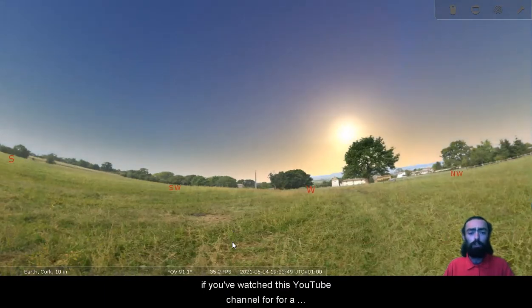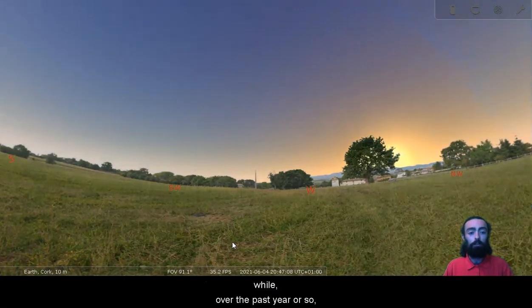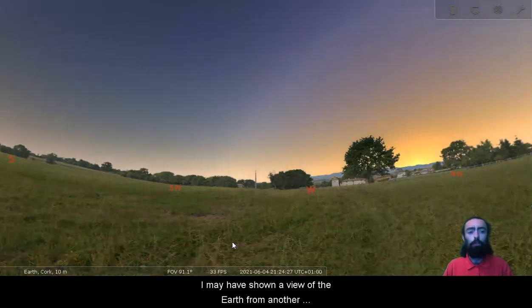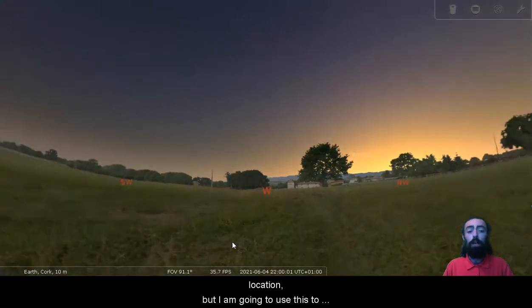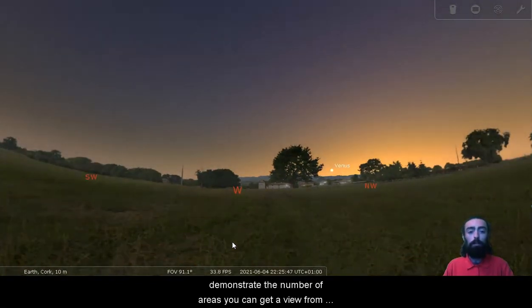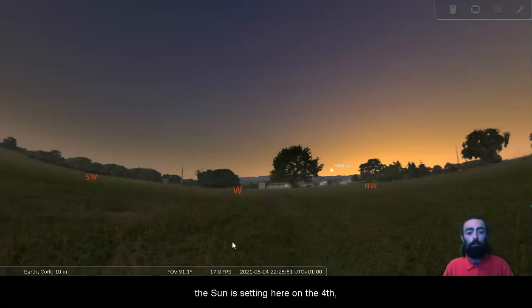Now, if you've watched this YouTube channel for a while over the past year or so, I may have shown a view of the Earth from another location, but I am going to use this to demonstrate the number of areas you can get a view from using this software, Stellarium.